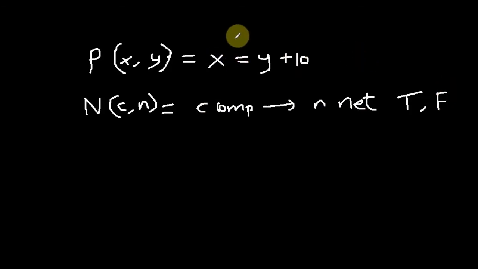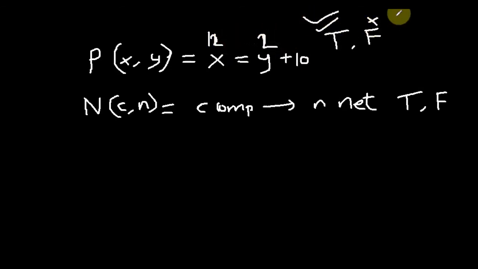Similarly, this can be a value of x and y. If x is 11 and the value of y is 1, then the statement is true. Otherwise, it is false. If x is 2 and y is 2, then the statement is false. If x is 13 and y is 2, then the statement is false. So this is how predicate logic works.